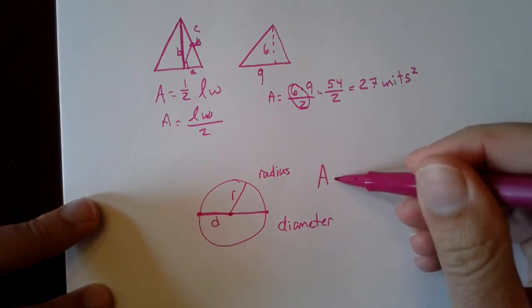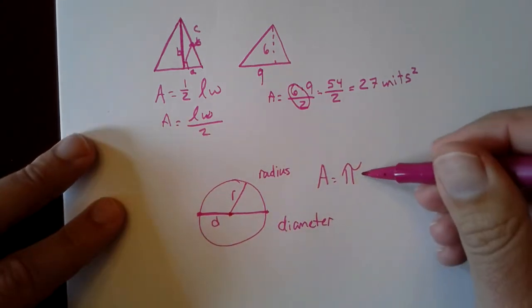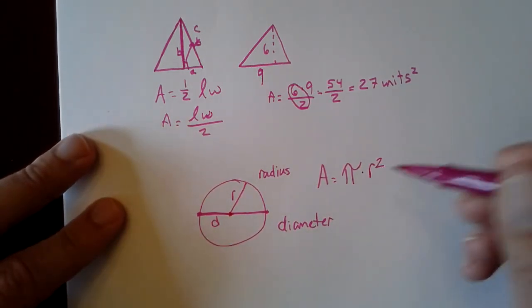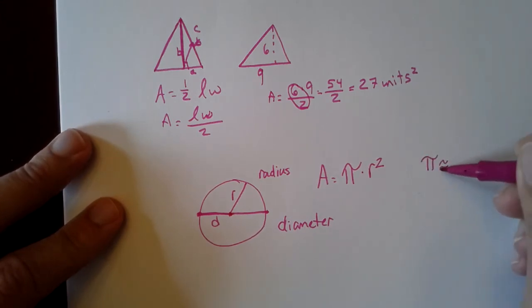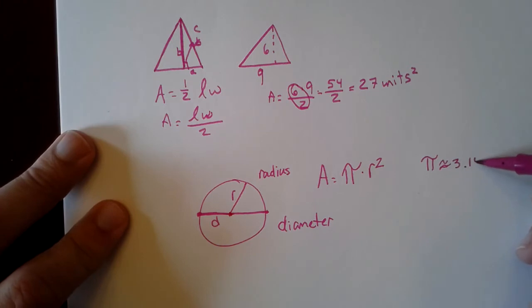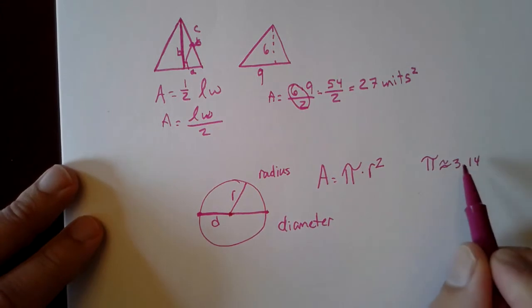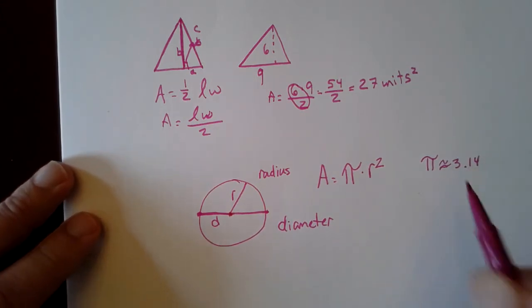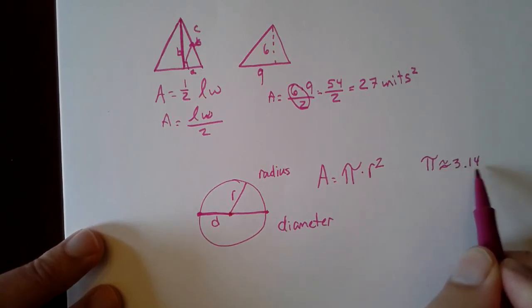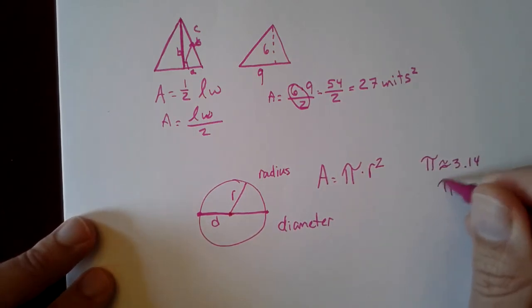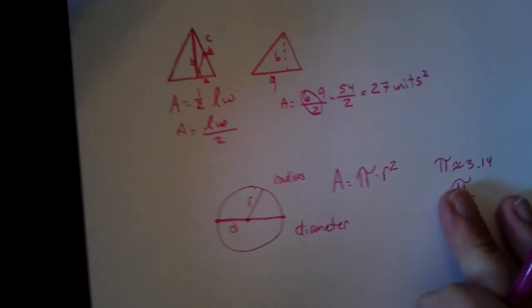The area of a circle is going to be pi times your radius squared. Now, pi is about equal to 3.14. It's an ongoing, never-ending, irrational number. That's what pi represents. That's a whole other lesson in itself. But you can estimate pi to be 3.14, or you can just leave it as pi in your solution. All right, I'll show you what I mean on this example.